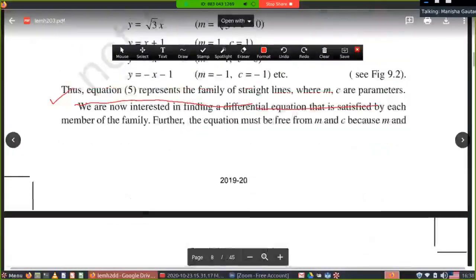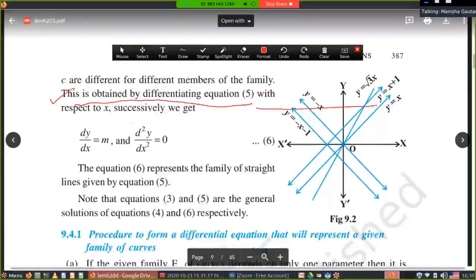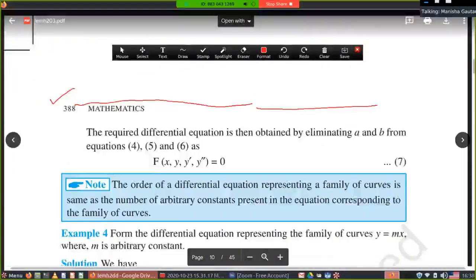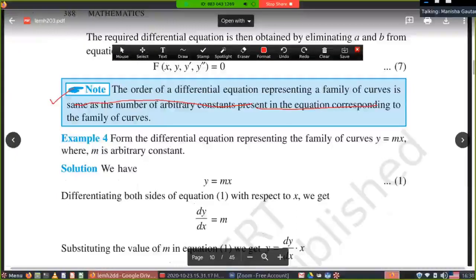In such type of questions, we have to check whether the given equation, let's see. Example number 4. What to do in such type of questions? First of all, you have to check how many arbitrary constants are given in the differential equation. Only one arbitrary constant is there. How many times you have to differentiate the given curve equation? It depends on the number of arbitrary constants.